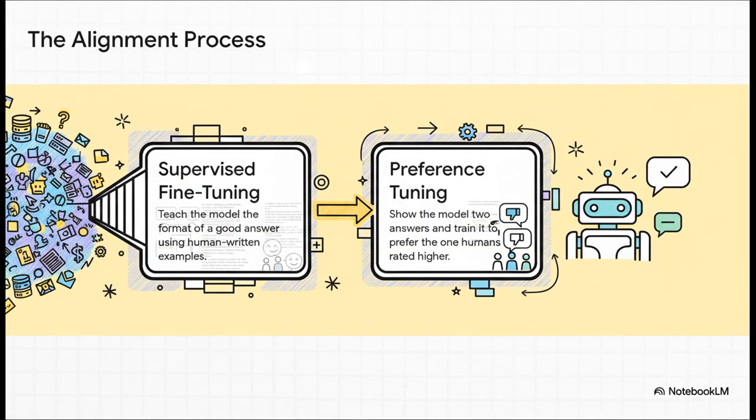This whole alignment process, turning the completion engine into a helpful assistant, happens in 2 key steps. First, there's supervised fine-tuning, which is all about teaching the model the format of a good answer. And second, there's preference tuning, which is where we teach the model to develop good taste by showing it which of 2 answers humans actually like better.